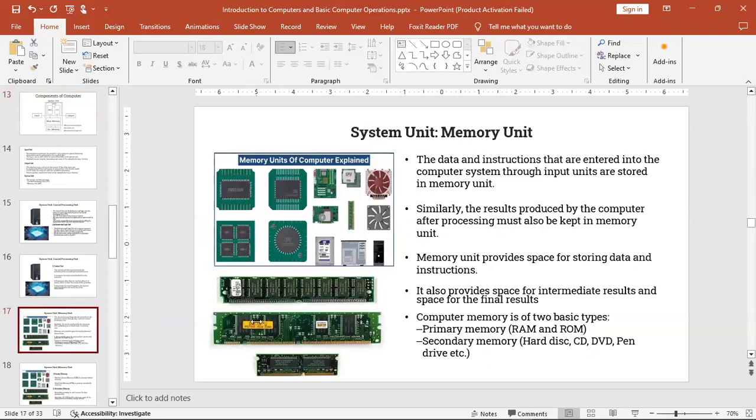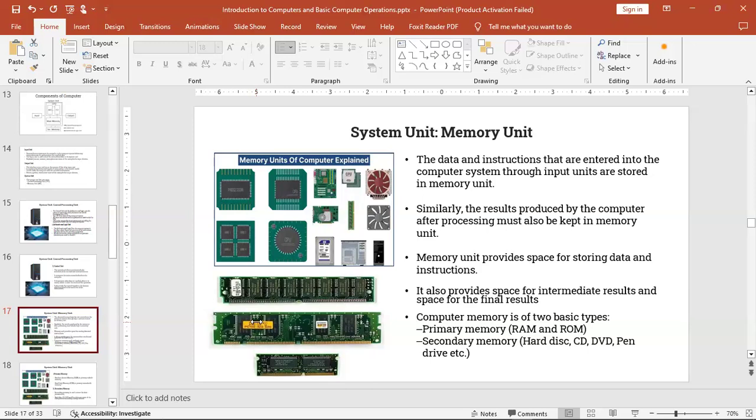Okay, now let's look at the computer memory. It is made up of two basic types: the primary memory and the secondary memory. Primary memory such as RAM and ROM. Secondary memory, for example, the hard drive, CDs, pen drives.